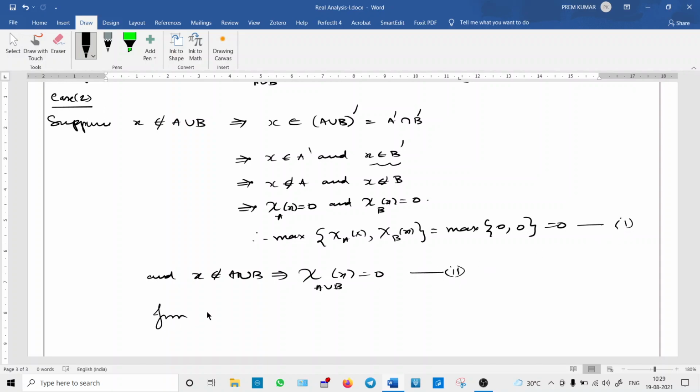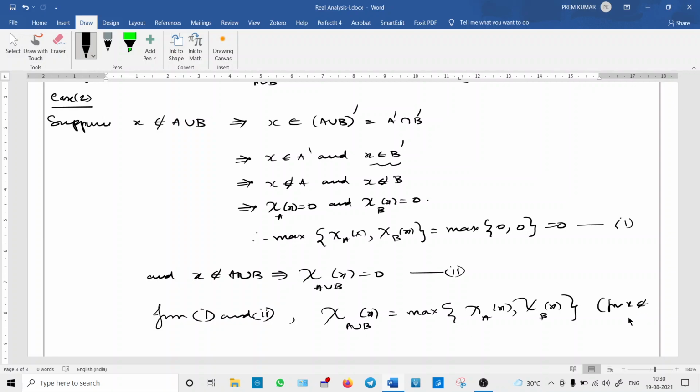So from 1 and 2, what do we get? Chi A union B of x equals the maximum of chi A of x comma chi B of x for x not belonging to A union B.